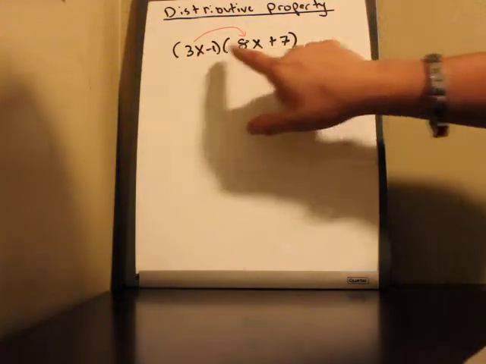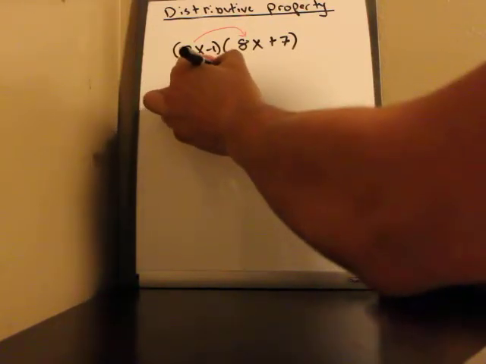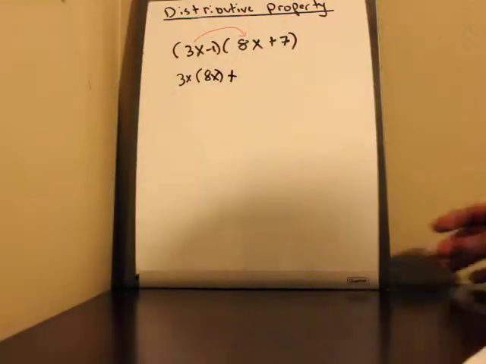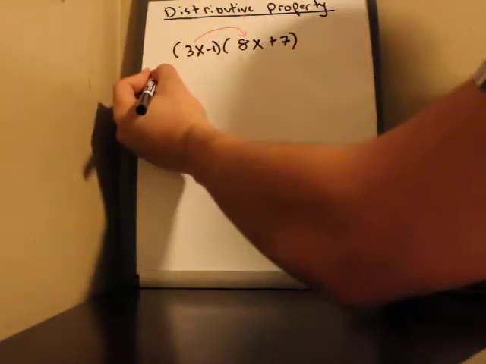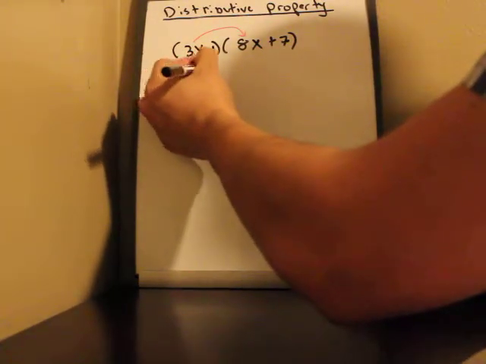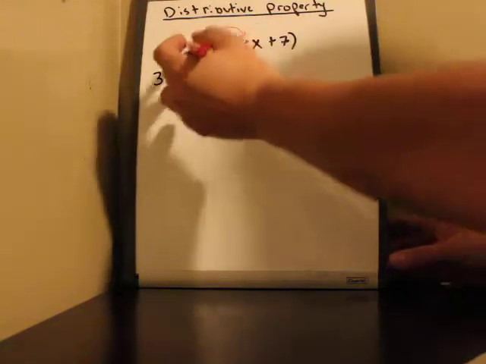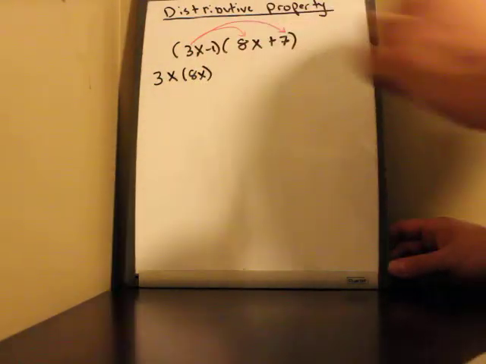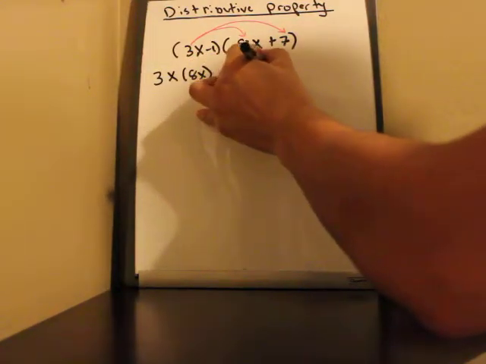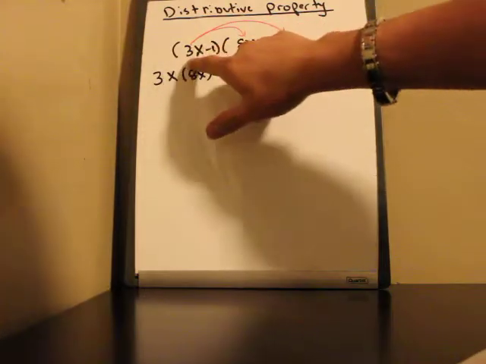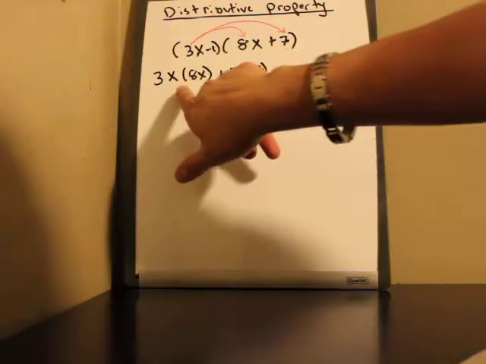So the way that we go about that is we're going to multiply the 3x with the 8x first. So we're going to have 3x times 8x, okay, plus 3x times 8x. And now we're going to take this 3x and multiply it with the 7. So we're going to have plus 3x times 7. So we took this number and multiplied it with 8x, and then we took this number, which is 3x, and multiplied it with 7. That's where we got this.